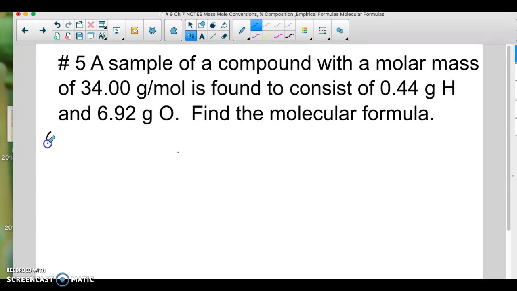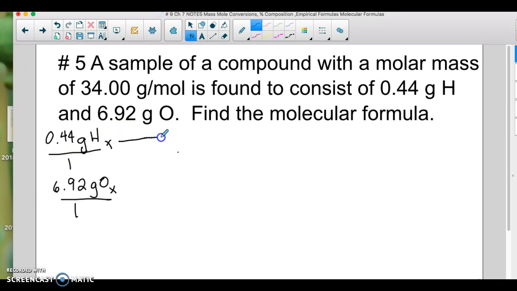Sometimes I'm given percentages and then I have to assume a 100 gram sample. This time I don't. So whenever I'm doing this type of problem, I have to figure out the empirical formula first, which means that I need to take the grams and calculate moles of the elements first. So 1 mole of hydrogen has a mass of 1.008 grams.